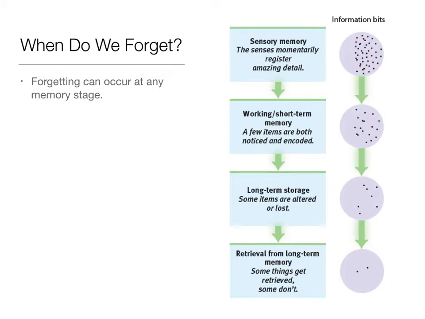We can also have problems in long-term memory. Some items are lost, some items are altered, and then we can have problems actually getting the memories out of long-term memory. Sometimes things just don't come out. So when we process information, we filter it or alter it, or we can lose parts of it. And so this can result in many different reasons why we can't remember something, because we can have a failure at any step of the process.